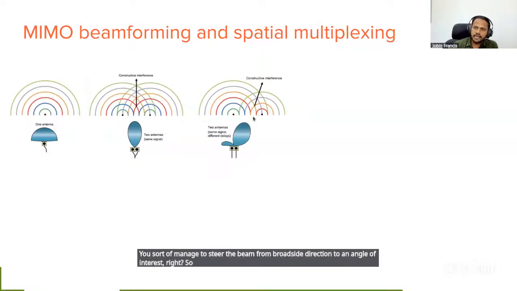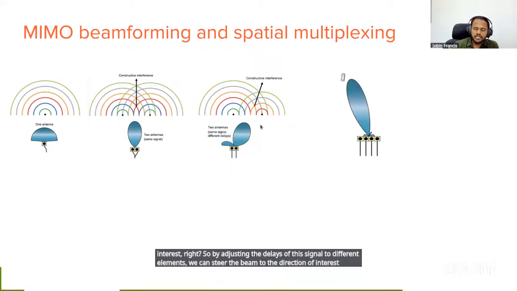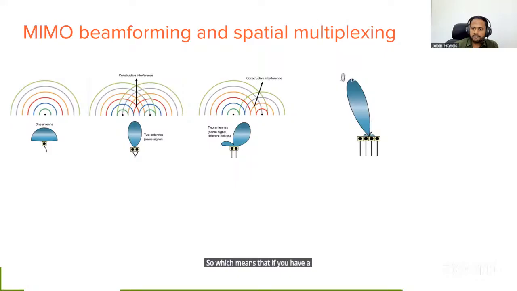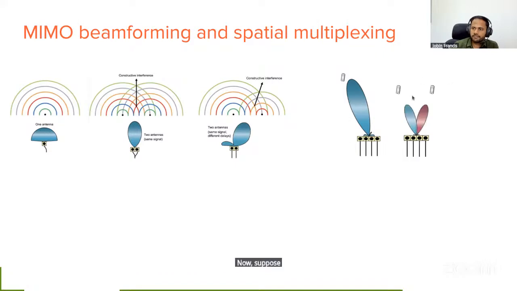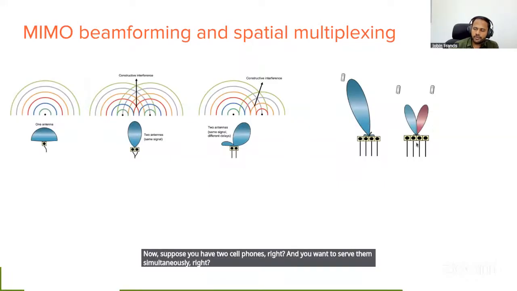So by adjusting the delays of the signal to different elements, you can steer the beam to the direction of interest, okay? Which means that if you have a cell phone here, you can have some 4 antenna elements and create a beam, which here means just focused energy in the direction of the cell phone, right? Now, suppose you have 2 cell phones, and you want to serve them simultaneously, right? What you can do is the following.